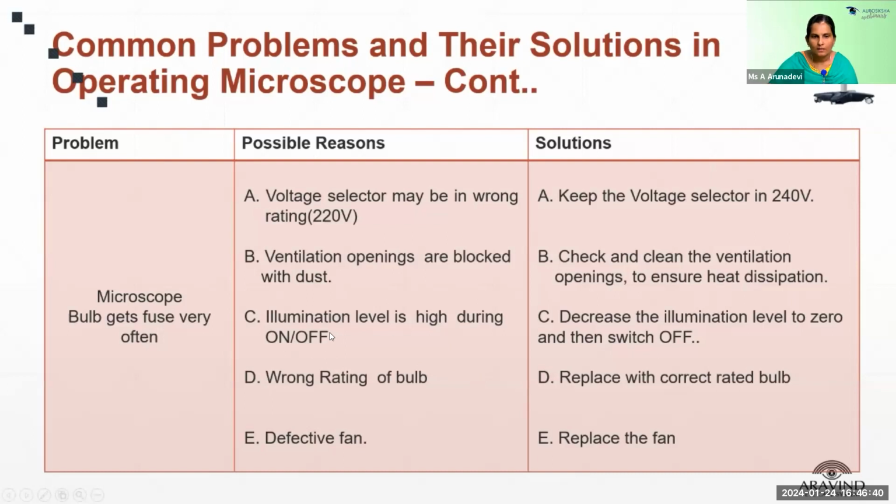In some cases, the illumination level is high when switching the microscope on and off. Decrease the illumination level to 0 and then switch off. If the bulb is of the wrong rating, check and replace it with a correctly rated bulb. If the fan is defective, replace the fan.